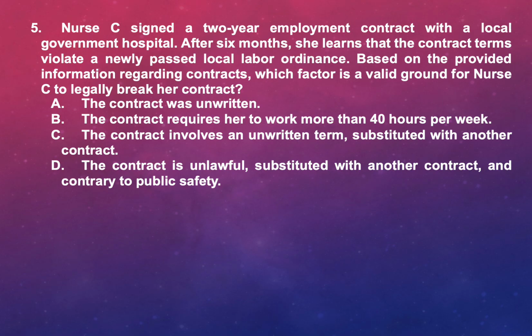The correct answer here is letter D. The grounds that could be used for breaking the contract include conditions that are unlawful, substituted with another contract, contrary to public safety. Letter A and letter C have unwritten terms, so that's wrong. And letter B, 40 hours per week is the normal, and more than 40 hours is not normal.